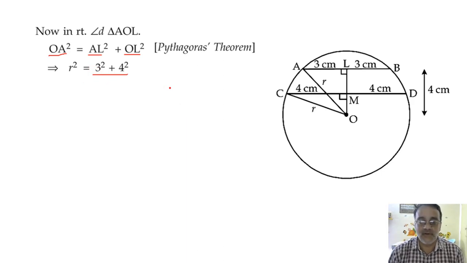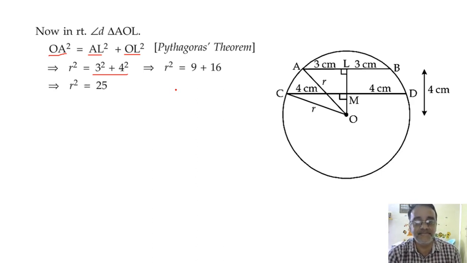25. Okay, 9 plus 16 is equal to 25. And the square root of 25? 5. Okay, so we got the value of the radius.